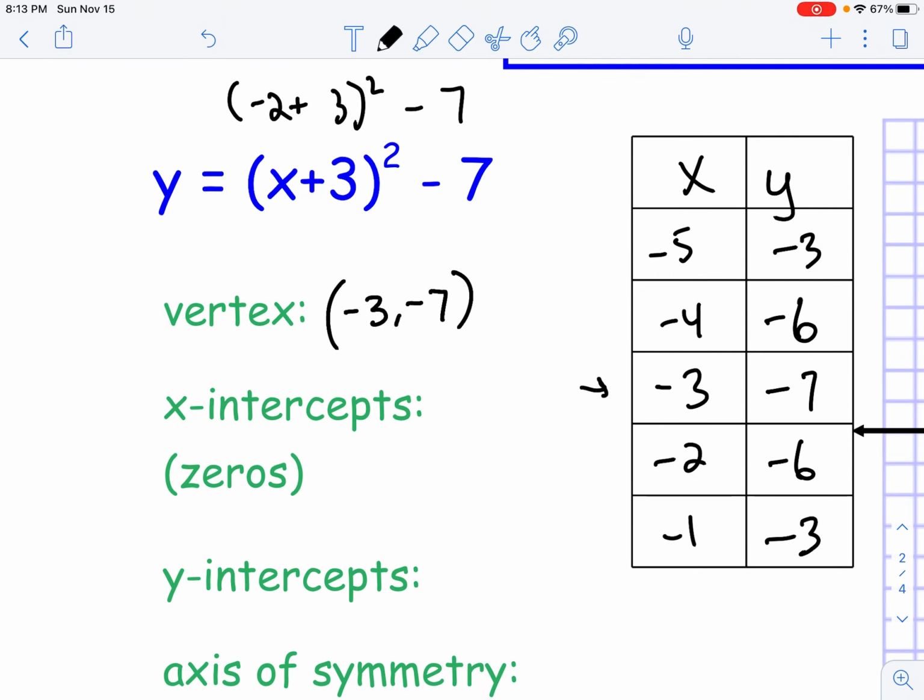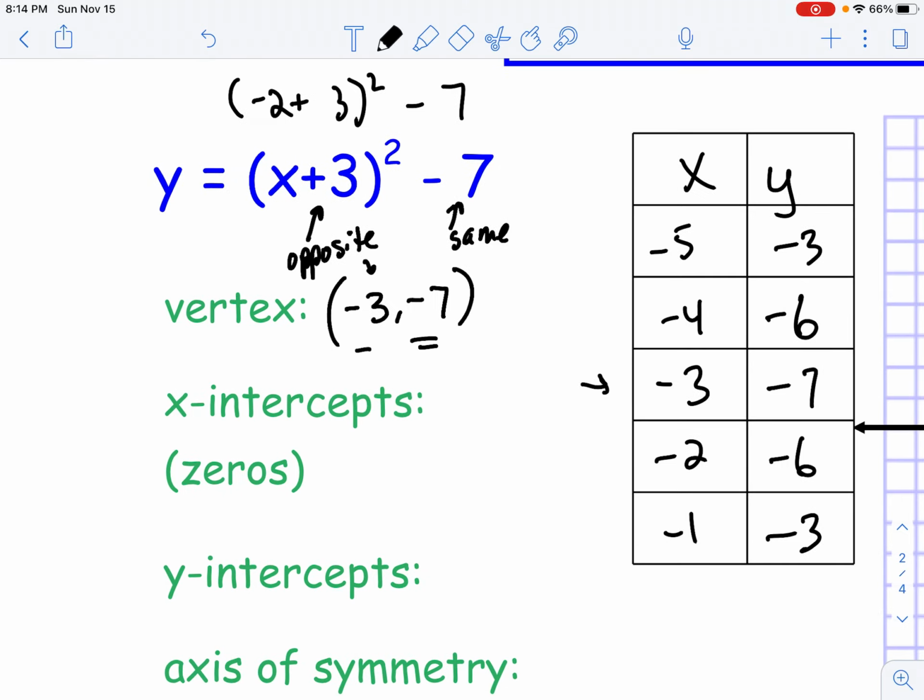And that's why this is called vertex form. So it's always the opposite of that number, which in this case it's x plus 3, so the x value is negative 3. And then it's always the same as this number. So since that's minus 7, that's the y value, which is negative 7. So that's where the x and y come from in this equation.